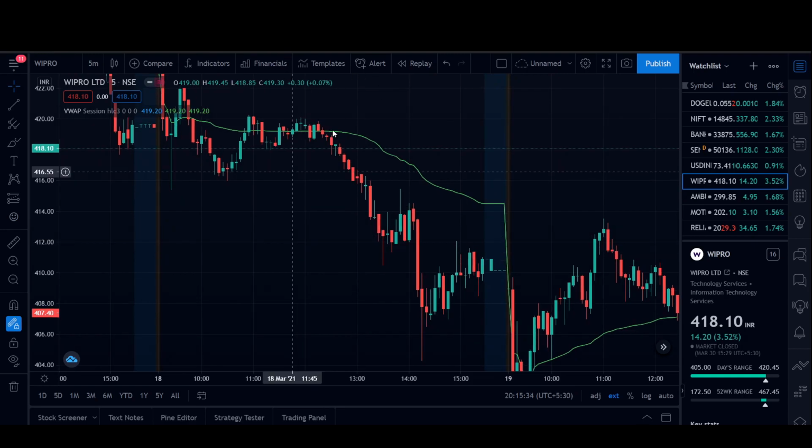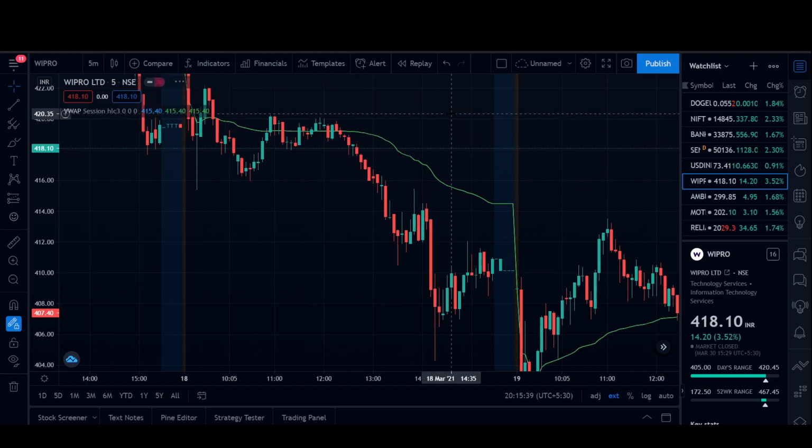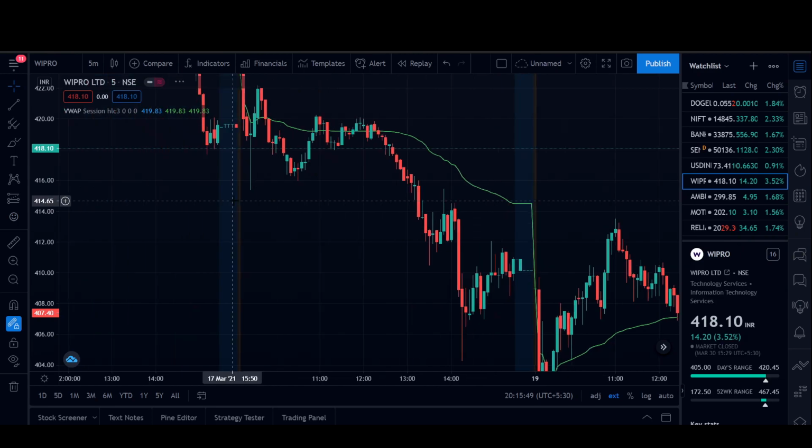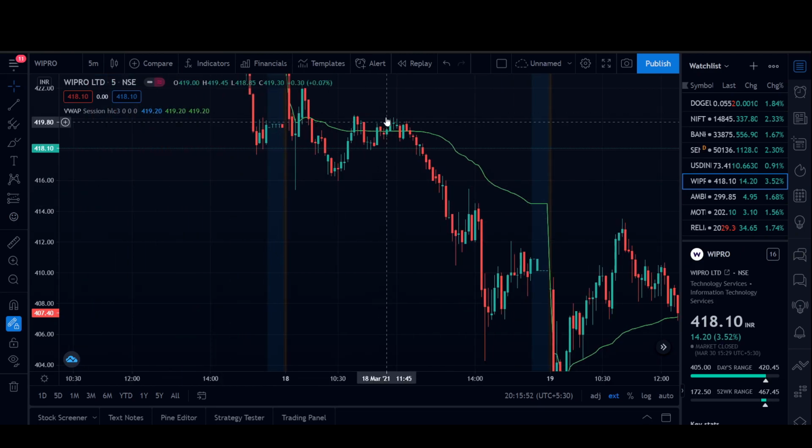So again, let me repeat. The VWAP provides support and resistance to stocks. It's a very strong support and resistance, and also provides trigger points for entry of trades. It also shows the trend of the market.